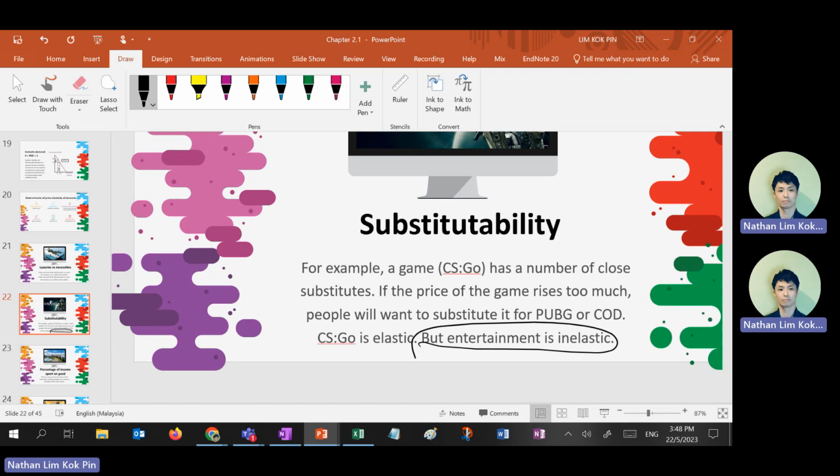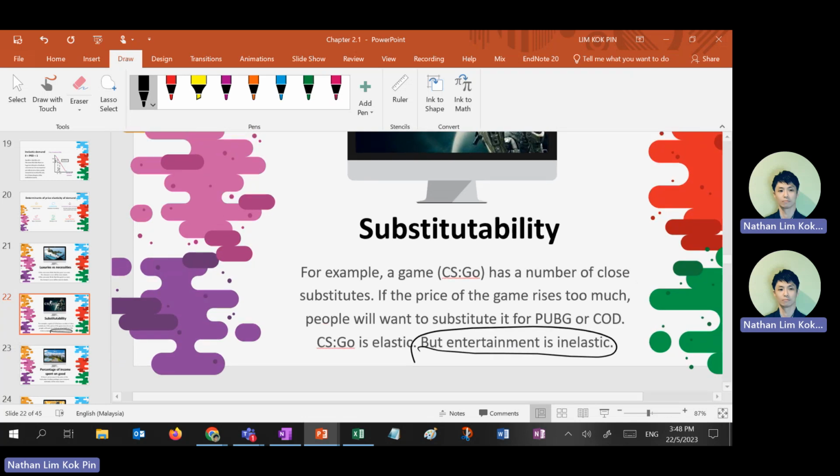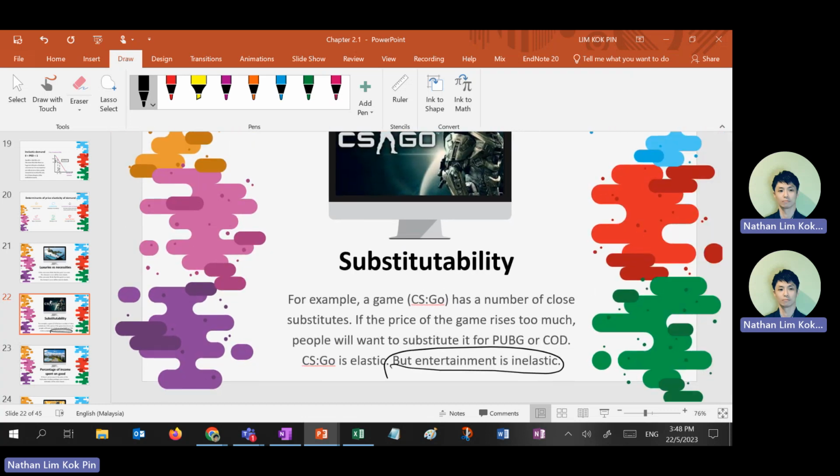So the more substitutes, the more elastic. Fewer substitutes, less elastic, right? Like if I have a lot of girlfriends, I have many wives, right? I told you I have 4 wives. I don't care whether they are angry or not. Why? Because I can go and find another girlfriend.